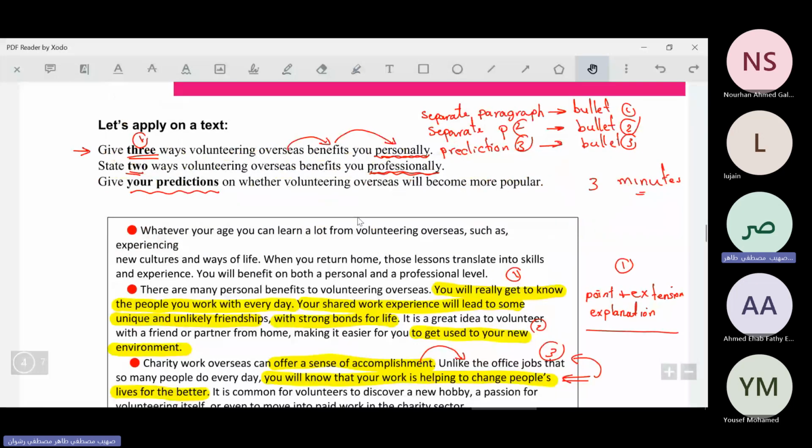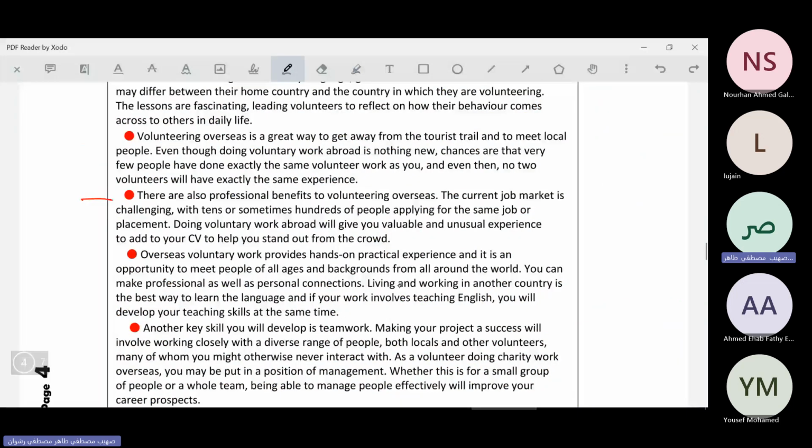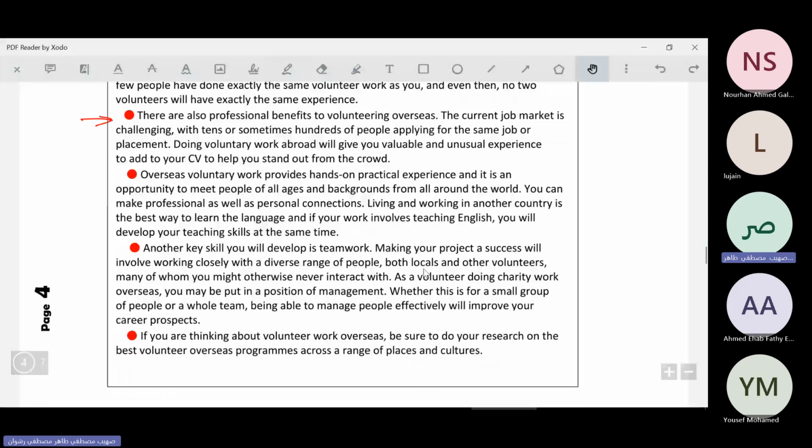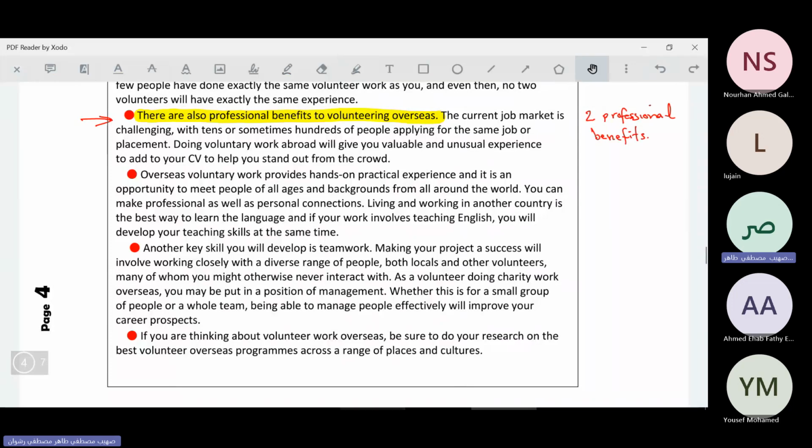The second bullet point asked me to do what? Two ways volunteering overseas benefits you professionally. So let's jump to the part, starting with professionally here. There are also professional benefits to volunteering overseas. I want to start searching for them. Quickly, please find two professional benefits. I'm waiting for you. Quickly, please.